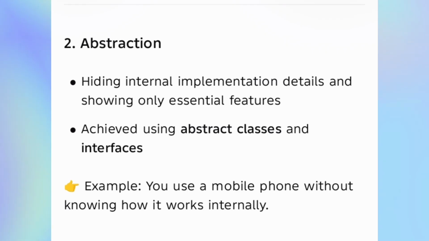The second one is abstraction, hiding the internal implementation details and showing only essential features. Achieved using abstract classes and interfaces. Example, you use your mobile phone without knowing how it works internally.